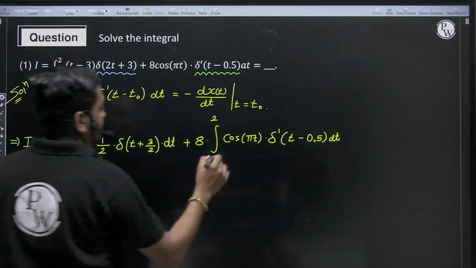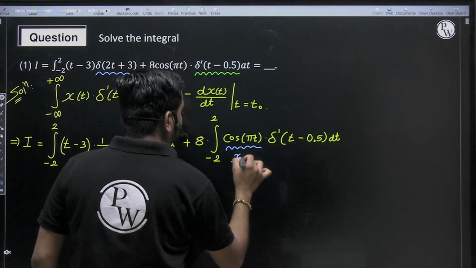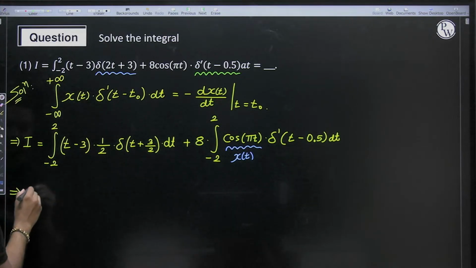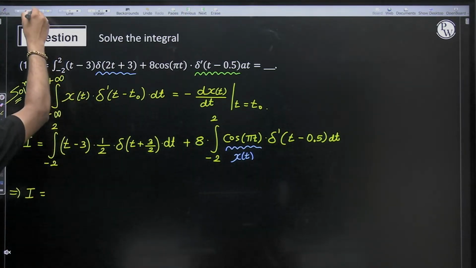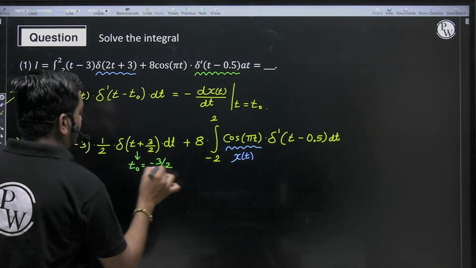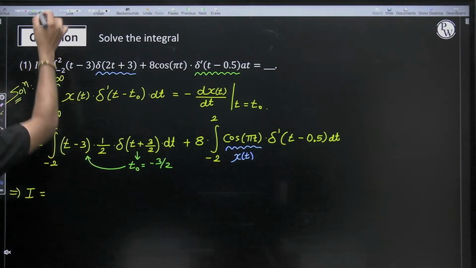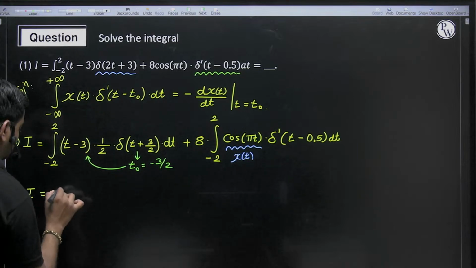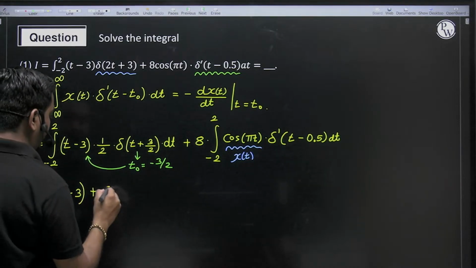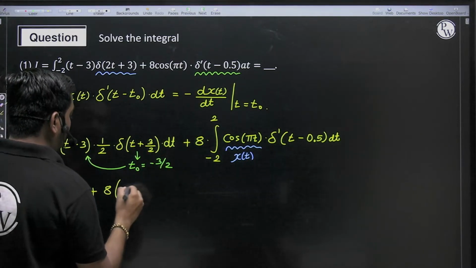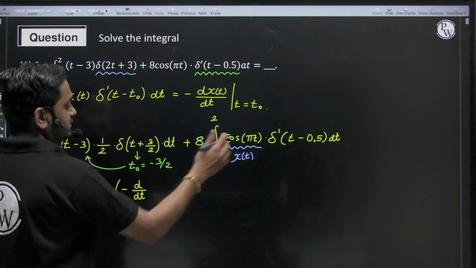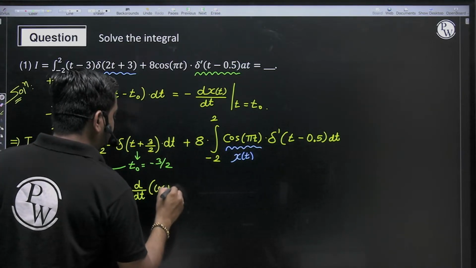So here you can consider this is x(t). As this is x(t), now you can directly use the property. Here t0 is equal to minus 3 by 2, simple sampling property. So put the value t0 equal to minus 3 by 2 here, so it is minus 3 by 2 minus 3. This is the answer of the first integral, plus 8. Now according to this property, minus d by dt of x(t), the differentiation of cos(πt).